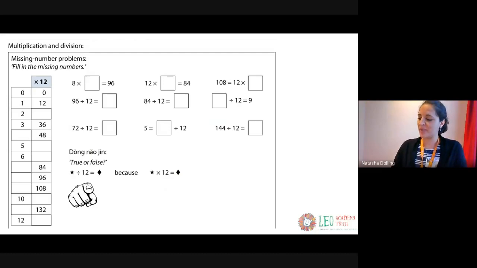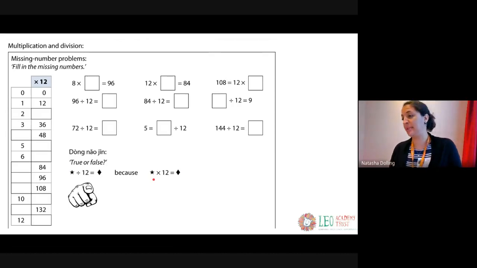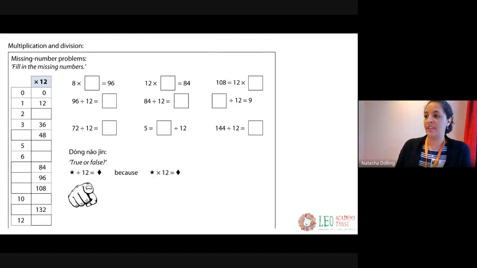No one seems sure of this one. So let's attach some numbers. What if the star, for example, was worth 120? So it would be 120 divided by 12 equals 10. So that means the diamond's worth 10. So therefore, what this statement is saying is 120 times 12 equals 10. Is that true? Is that false? It is false. And I can see some examples coming in have used 8 times 12 equals 96. That's absolutely fine as well.